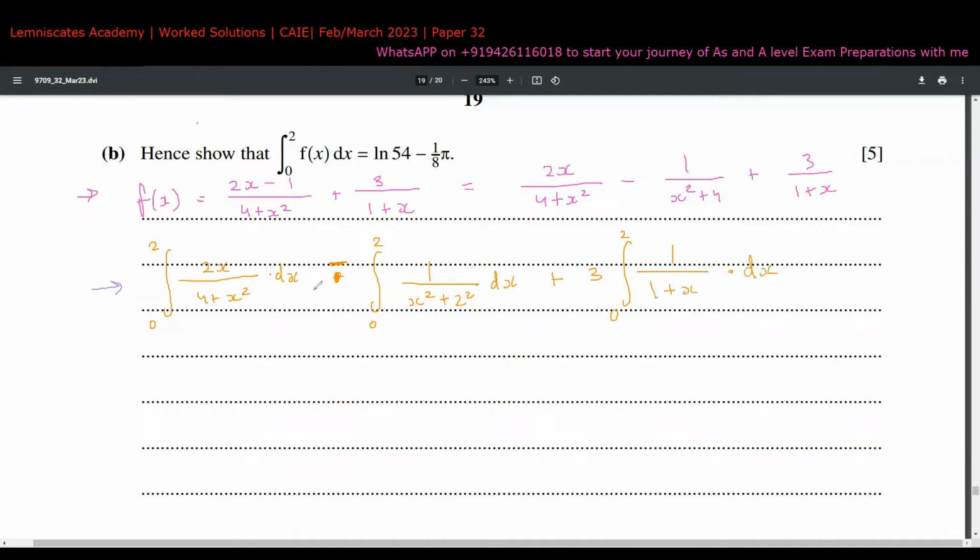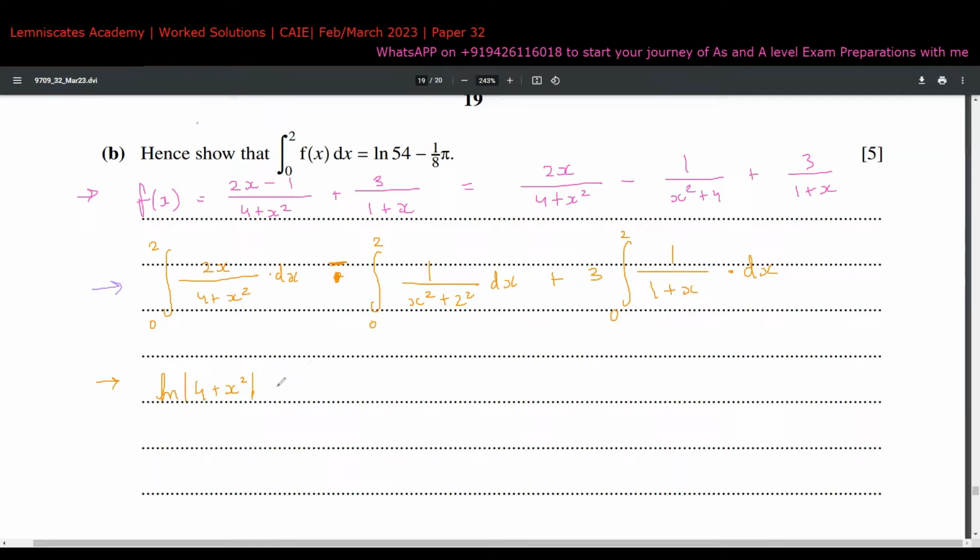That's it. Now we simply have to solve this, and at the end, the answer should come out to this. Let's try to do this. If we integrate this part, we know that it's in the format of f dash x over f of x, so the answer is ln of f of x, so ln of 4 plus x squared. And the limits that we have to implement over here are from 0 to 2. It's 0 to 2 for everything, so I'll just do it together at the end.